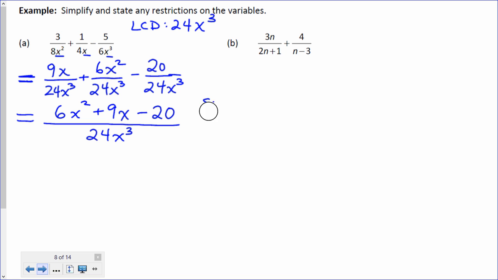So we know it's not factorable, so we're actually done, other than the fact that we're going to go back here and say, what is x not allowed to be? For monomials, x is not allowed to be 0. We could have stated that as soon as we had the common denominator.